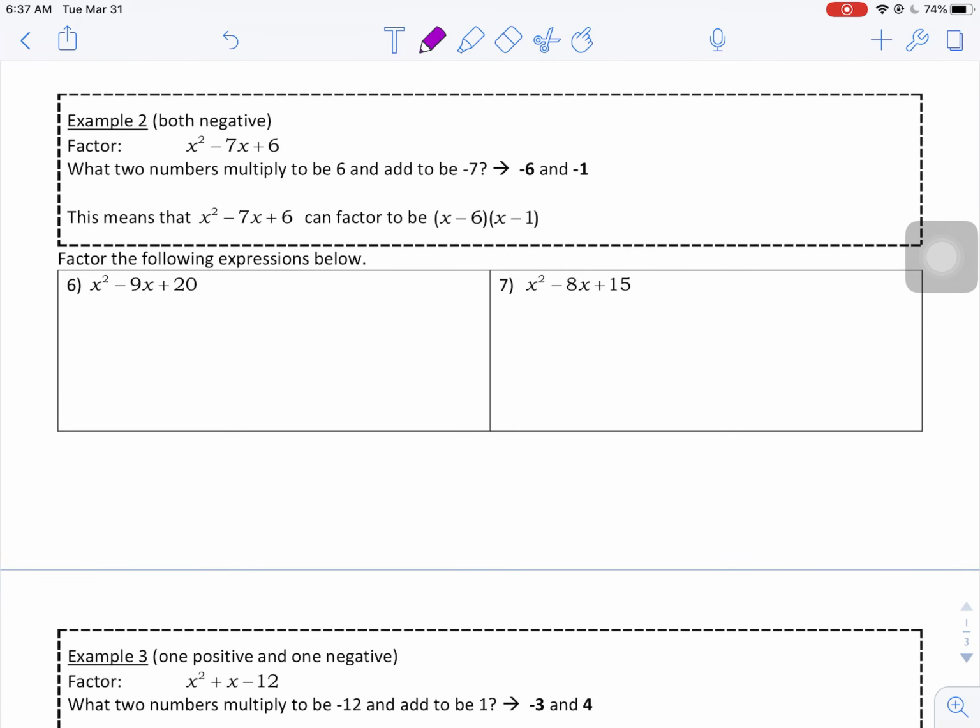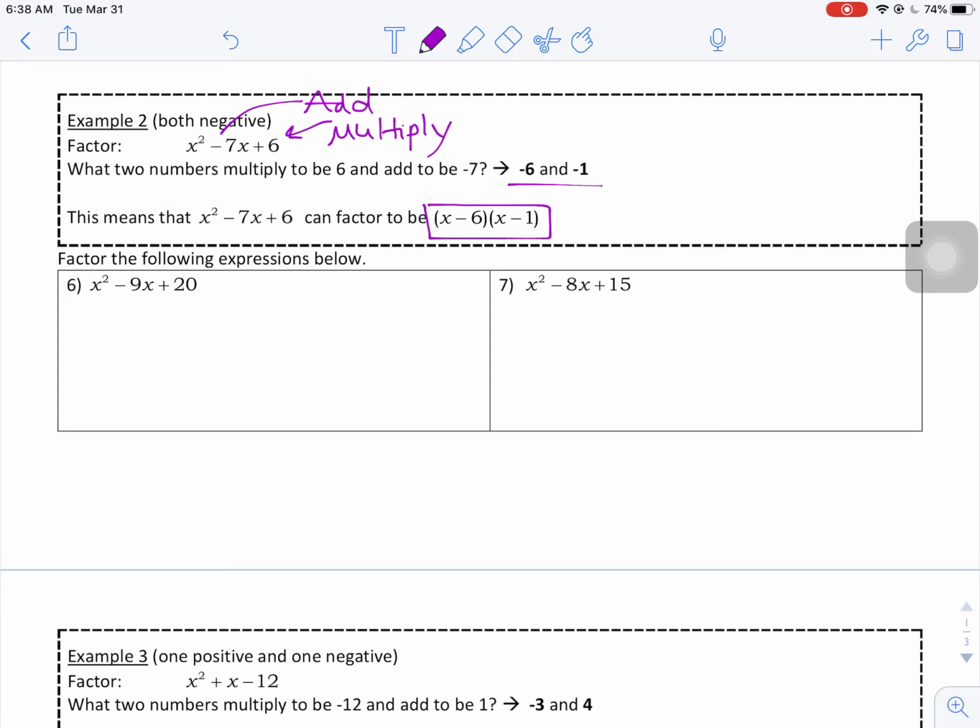Example 2, we're trying to factor x squared minus 7x plus 6. So we need two numbers that multiply to the number in the back. So you want to multiply to 6. And then those same two numbers need to add to negative 7. So the signs matter. Add to negative 7. So the two numbers that work are negative 6 and negative 1. So that means you could write your final answer as x minus 6 times x minus 1.